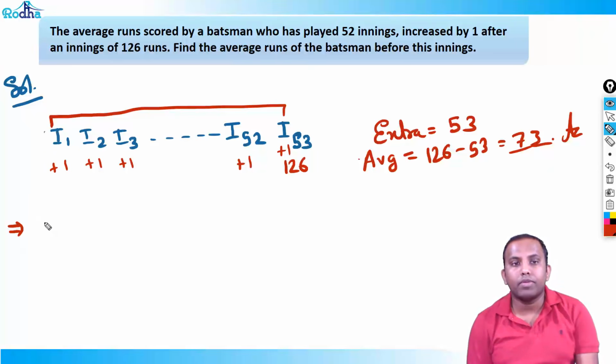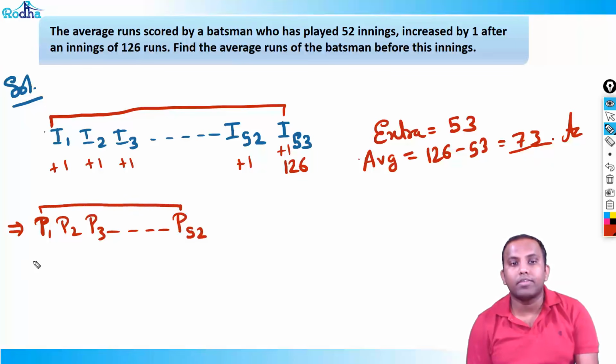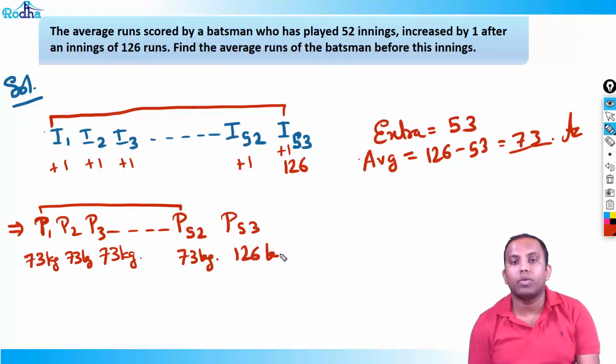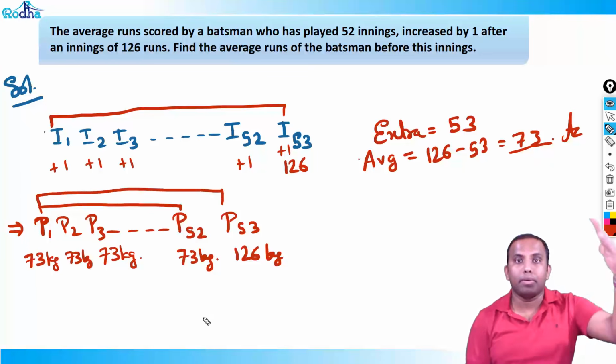Let's say there are 52 people here, P1, P2, till P52. Now what I'm saying is, suppose their average is 73 kg. That means all are of weight 73 kg, 73 kg, 73 kg, right? So the weight of all these 52 people is 73 kg. When a 53rd person whose weight is 126 kg now joins the group, obviously the average weight of the group will go up, right?